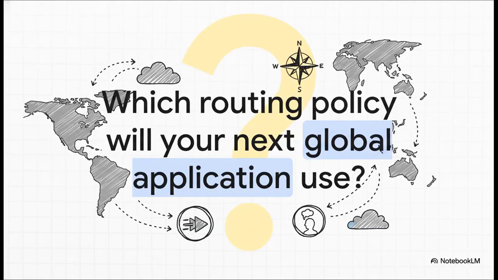And that is the whole story on Route 53's geolocation routing. You should now have a really solid grasp of what it is, how it works, and most importantly, how to tackle it on your AWS exam. So now the real question is, as you start designing your own global applications, which routing policy will you choose to create the best possible experience for your users?